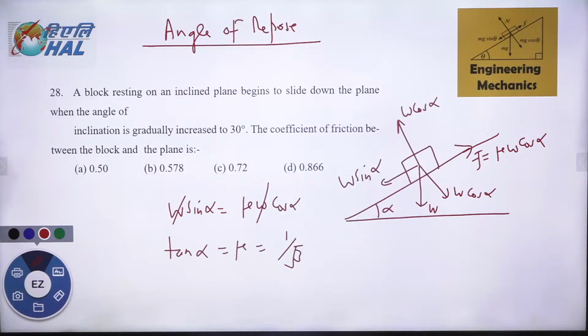1 by root 3. What is the value for that? 1 by root 3 is coming out to be how much? 0.57 or something, I think that is the value coming, right? So let's go for the next question now.